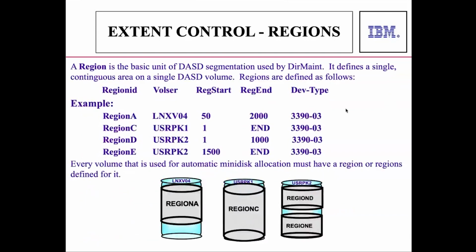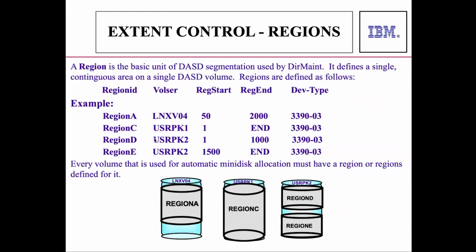So the region section, the first part at the top: what's a region? You've got to know what this is for minidisk allocation before we get to the other parts. As it says, it's a basic unit of allocation or DASD segmentation used by DirMaint. It's a single contiguous area on a single DASD volume. You can have more than one region on a DASD volume, so you see this one has two regions. This user pack 2 has region D and region E on it.